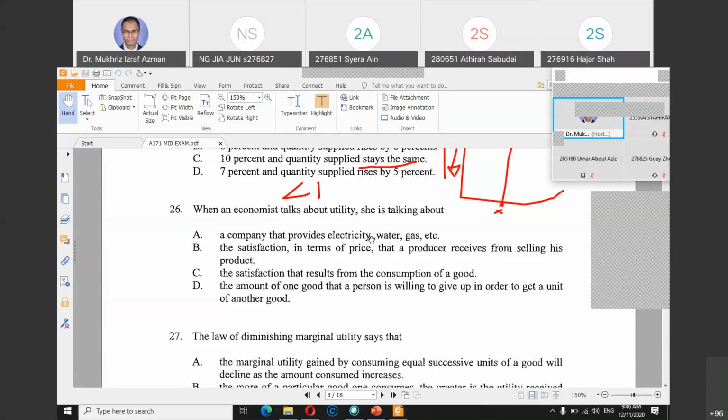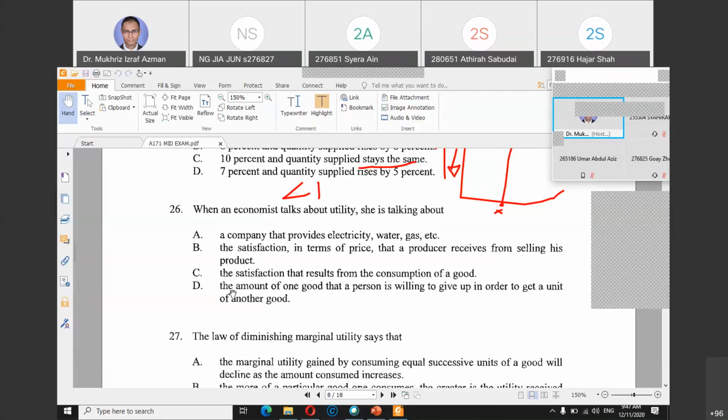Okay, so it should be C. I saw some of you choose B just now. B, consumption or utility, is always about the consumer, because for the producer you don't talk about utility, you talk about profit and cost. For the consumer, we talk about utility. So it should be C.